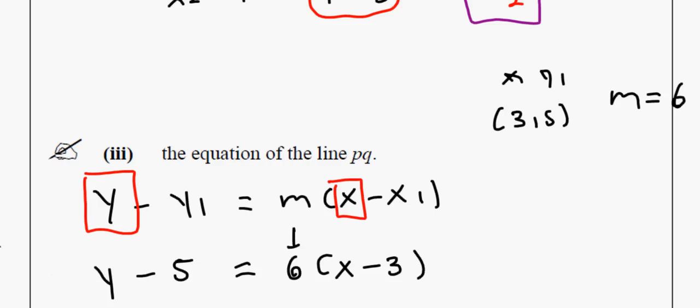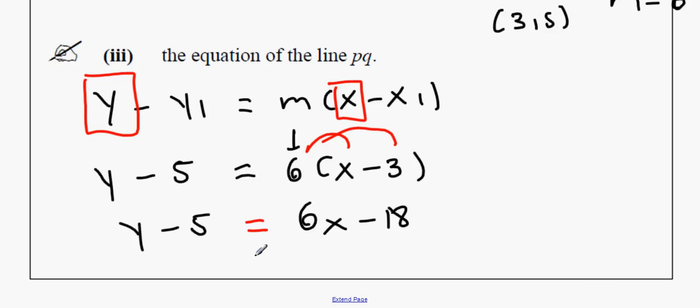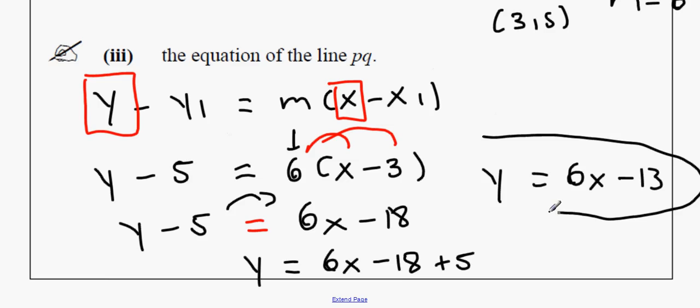What we're going to do next is multiply these out, and we get 6x minus 18. Y minus 5. All we have to do is bring it over to the other side. So y equals 6x minus 18 plus 5. Y equals 6x minus 13. Okay, 6x minus 13 is the equation of the line. So this is your answer here. That's the equation of a line.